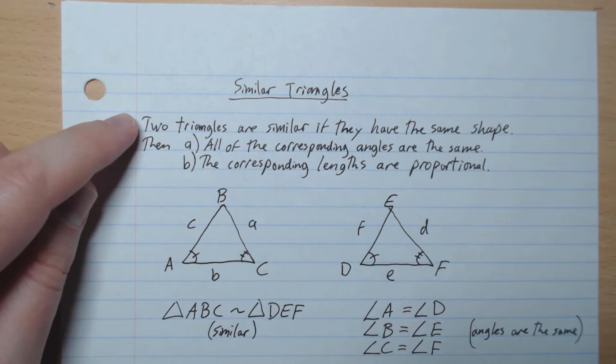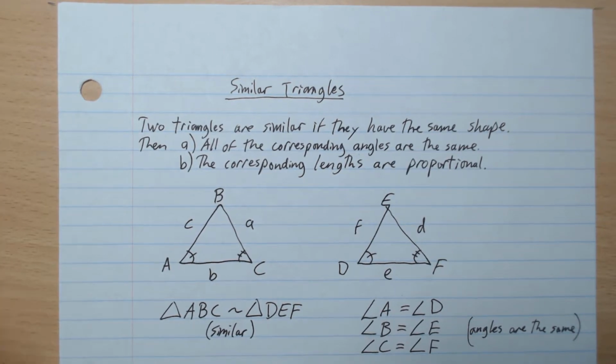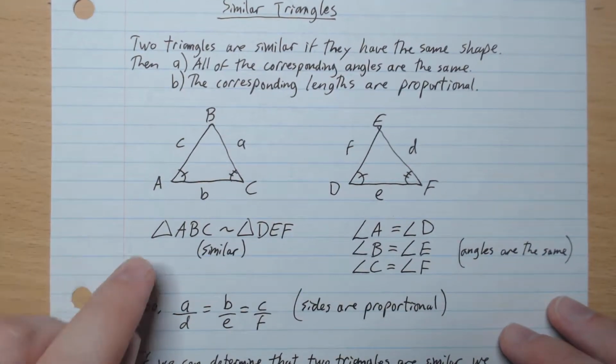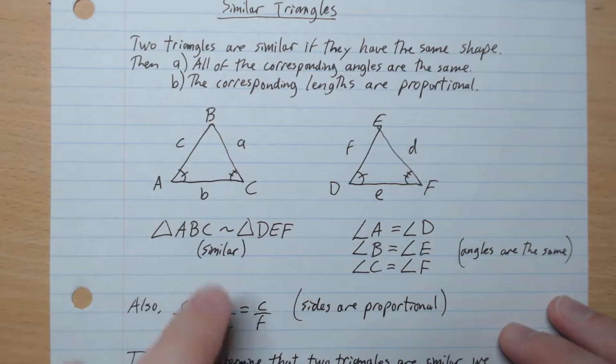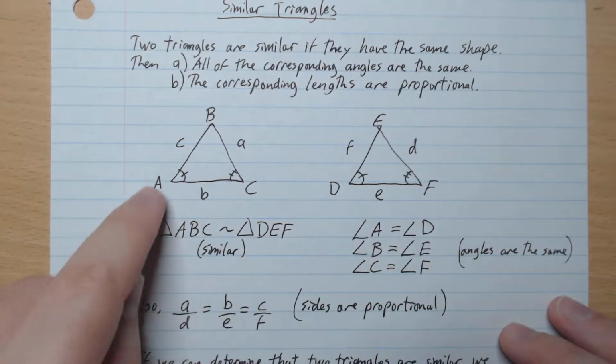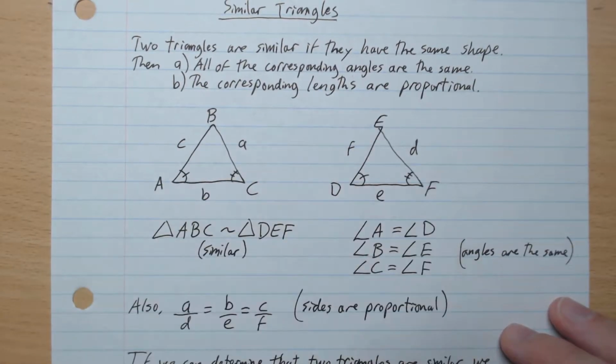Today we're going to look at similar triangles. Two triangles are similar if they have the same shape. Then all of the corresponding angles are the same and the corresponding lengths are proportional. So what we have here is triangle ABC being similar, this is the icon that we use for similar, to DEF like that. So triangle ABC is similar to DEF.